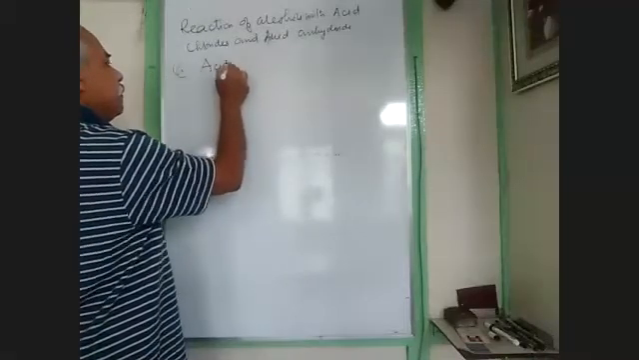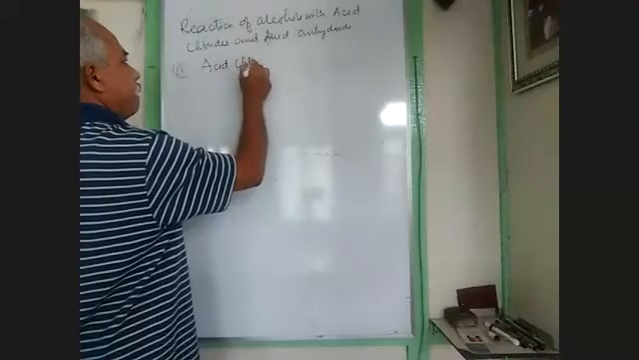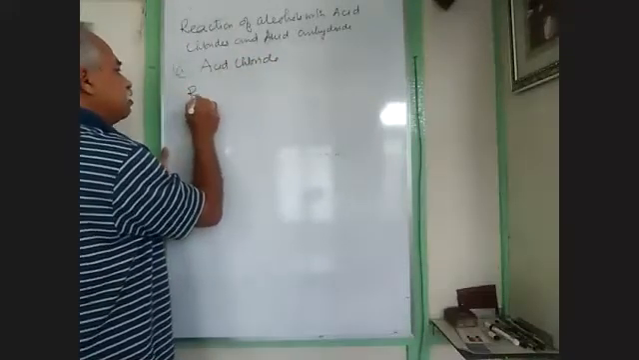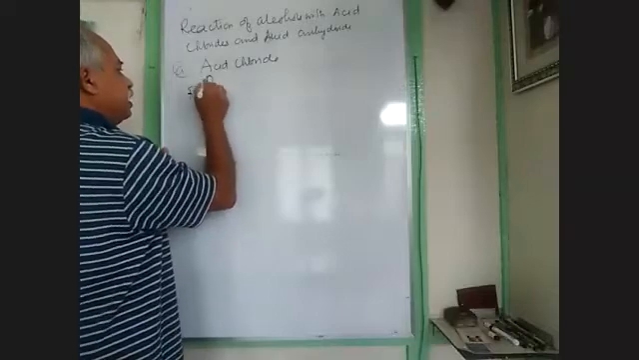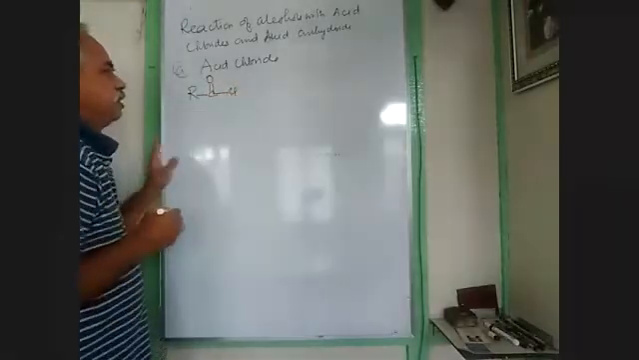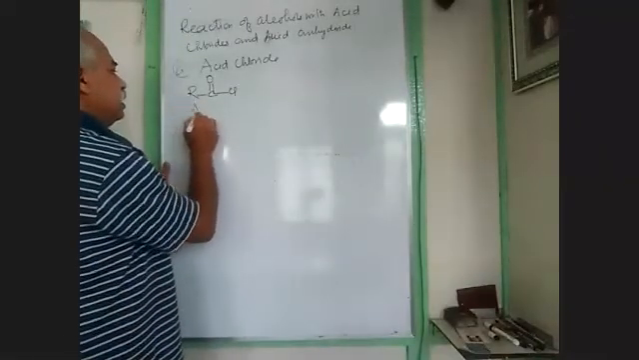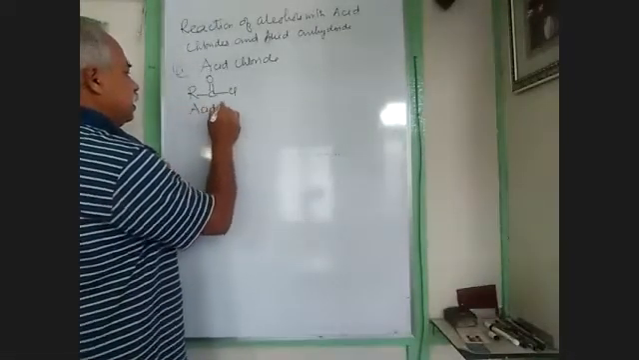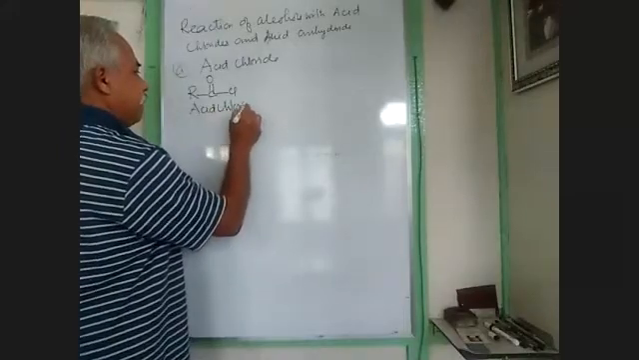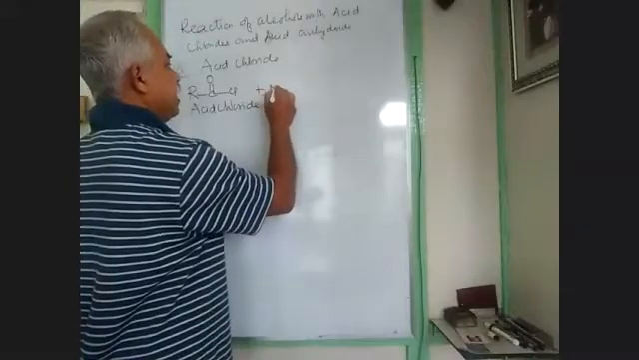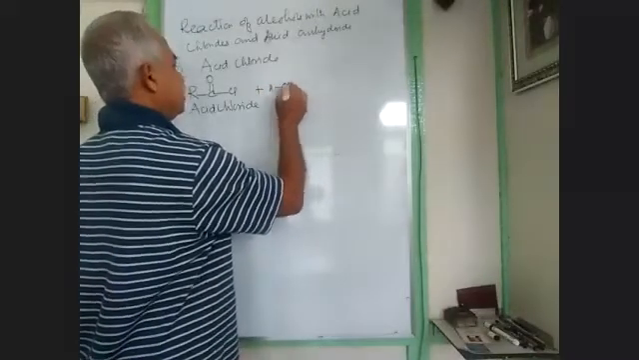Acid chloride. Now what is an acid chloride? Acid chloride is a derivative of carboxylic acid. This is called acid chloride. Now when I add alcohol, see here what happens.